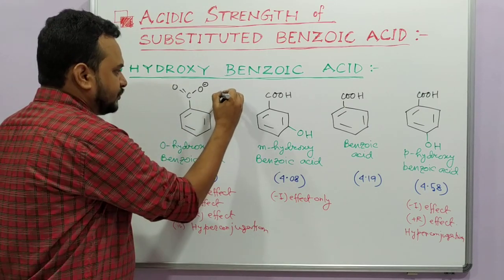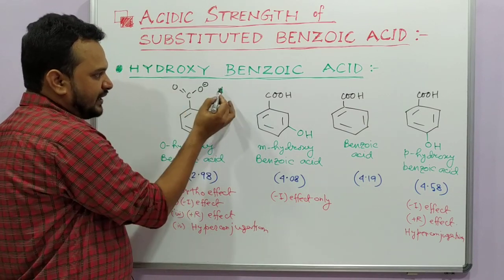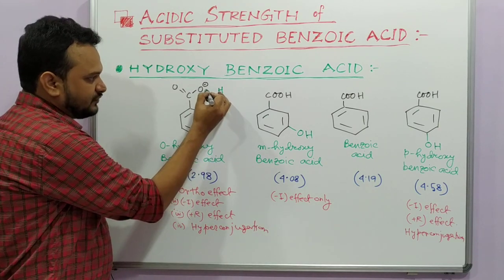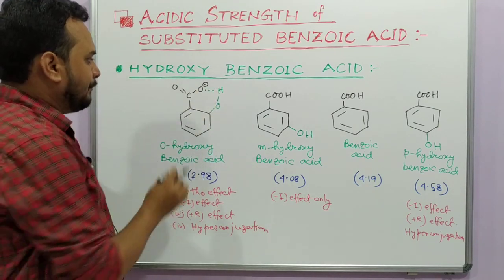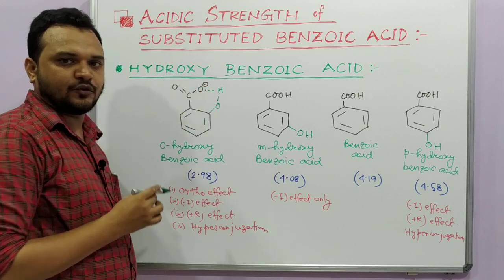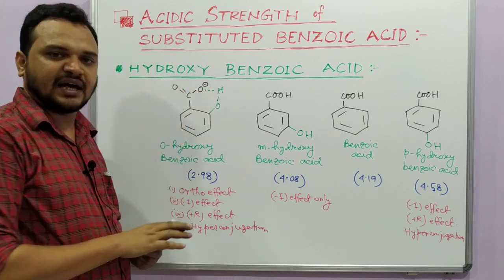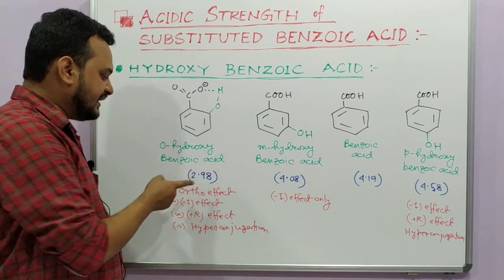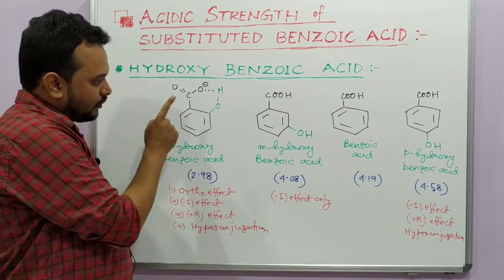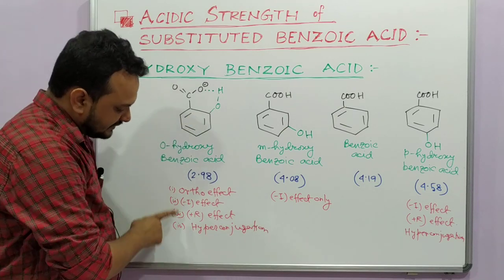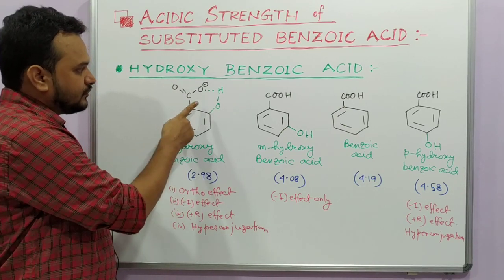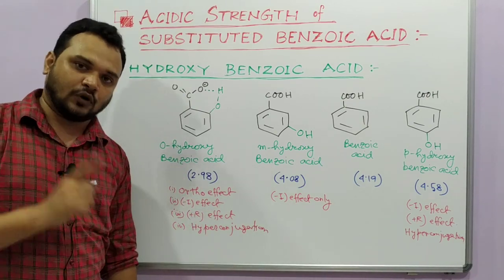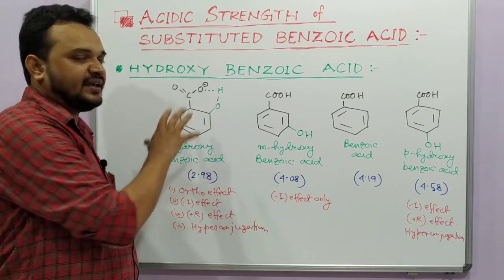Now in this conjugate base, since this O minus and this H are at close proximity, there is chance of forming hydrogen bond. Because of this intramolecular hydrogen bonding, this conjugate base is highly stable. As a result, the corresponding acid becomes highly acidic, giving you 2.98. So for orthohydroxybenzoic acid, other than these four, the intramolecular hydrogen bonding, which causes extra stability of the conjugate base, is also one of the reasons for its high acidic character.